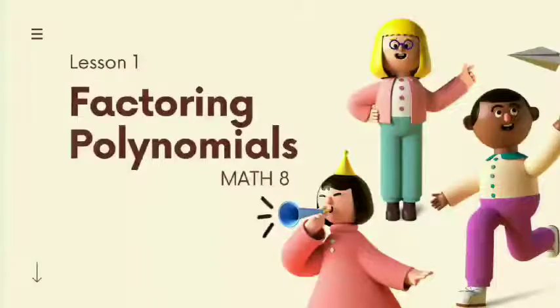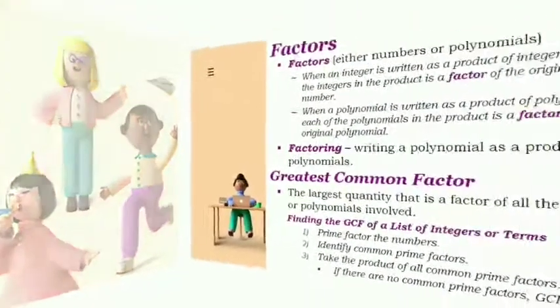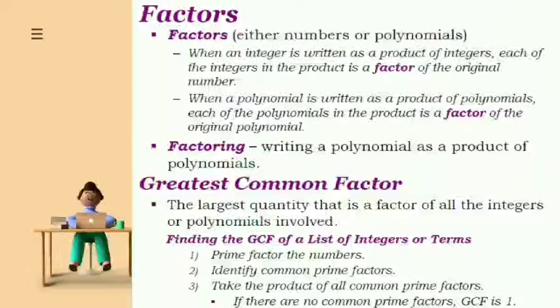Hi guys, today we are going to study factoring polynomials. Factors can be either numbers or polynomials. When an integer is written as a product of integers, each of the integers in the product is a factor of the original number. When a polynomial is written as a product of polynomials, each of the polynomials in the product is a factor of the original polynomial.